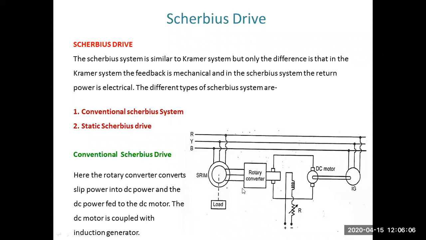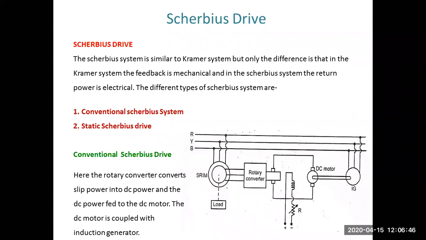But in this case, this is a conventional Scherbius system. You can see that there is no direct interlink between the shafts. The DC motor is separately connected to the induction generator. So you can say that in the Scherbius system, the feedback output is in electrical form, and in the case of the Kramer system, the feedback is in mechanical form. So this is the basic difference between Kramer and Scherbius. A question may be asked about what is the difference between the Scherbius and Kramer systems. So I hope you understand this slight difference between Scherbius and Kramer.